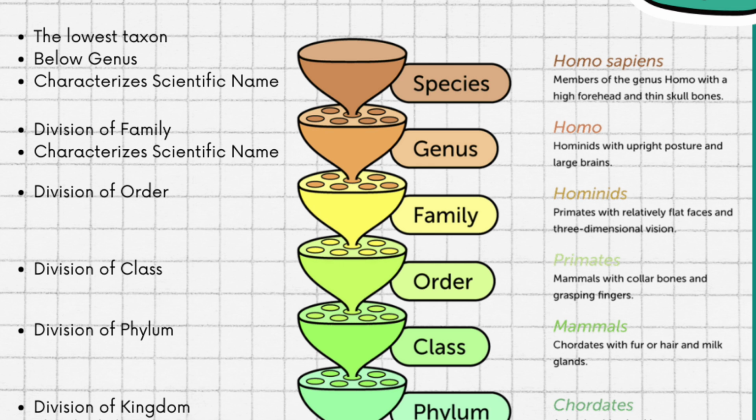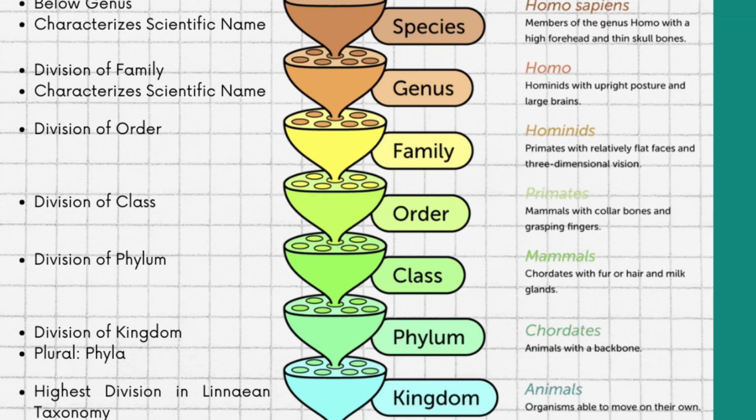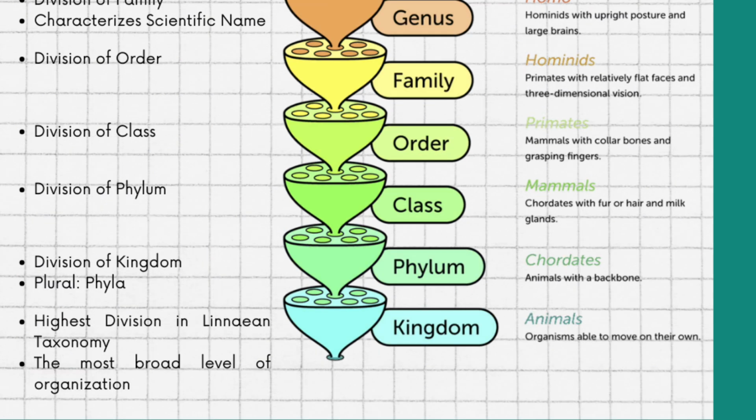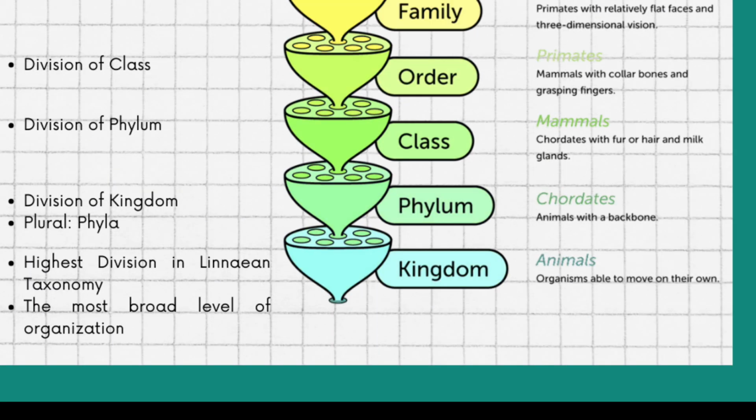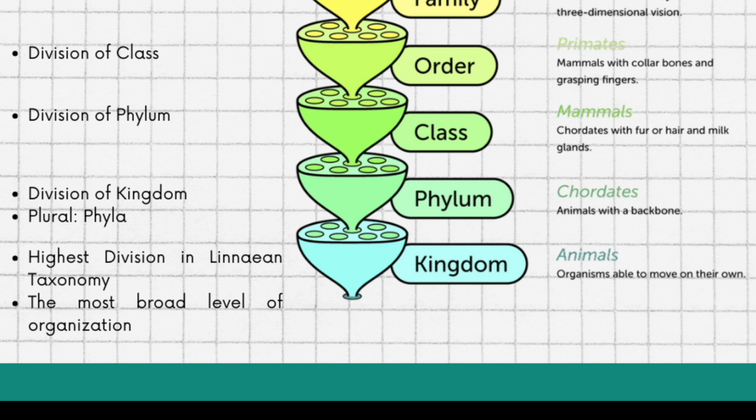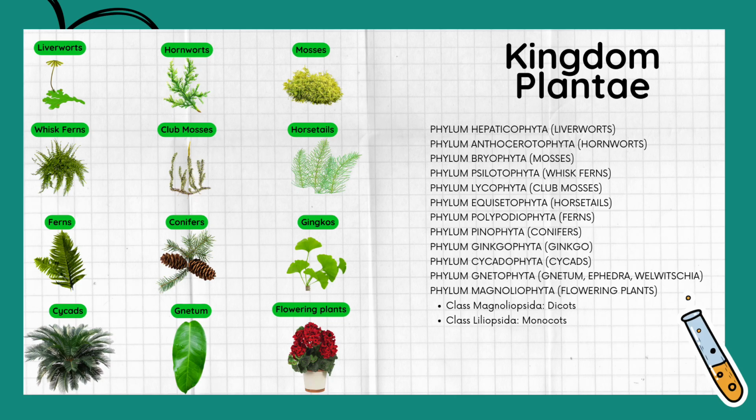Family is the level of classification above genus and below order. Order is widely regarded as a division of class. Class is a division of phylum and above order. Phylum is a division of kingdom and is above class in terms of classification. Keep in mind that phylum is spelled phyla in plural form. Kingdom is a classification level above phylum and is known as the highest and broadest level of classification in Linnaean taxonomy. So here is a list of the phyla under Kingdom Plantae.